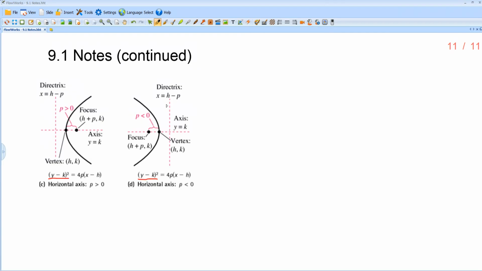And then on the right, you have a parabola that opens to the left, so we know that the p-value is negative. And let's say it was negative 1. I start at that vertex, I go to the left 1, and I get the focus. I go to the right 1, I get the directrix.